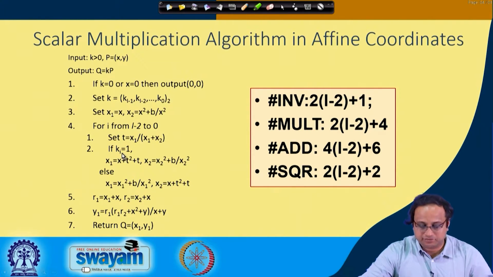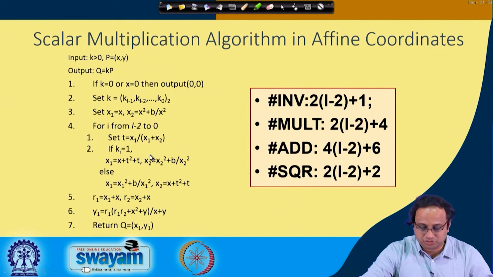Okay. Likewise, if the key bit is 0, then I just do the opposite. I do a doubling in x1. So, therefore, I get x1 equal to x1 square plus b by x1 square, and in x2 I calculate x plus t squared plus t. Okay. So, note that once you have done this computation, finally you get the result which is x1, but somehow I need to calculate y1. Okay. And for this I apply result 3. So, what I do is I calculate say x1 plus x, I calculate x2 plus x, and I denote that as r1 and r2, and then I apply result 3 to get the corresponding y coordinate, and then I return x1 comma y1 as my resultant output.